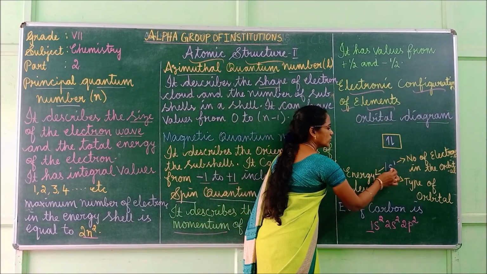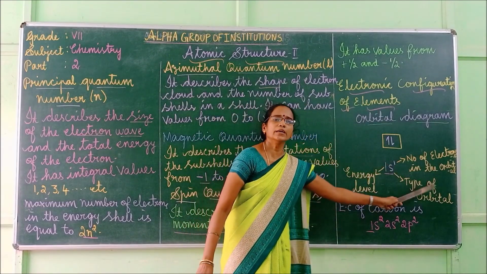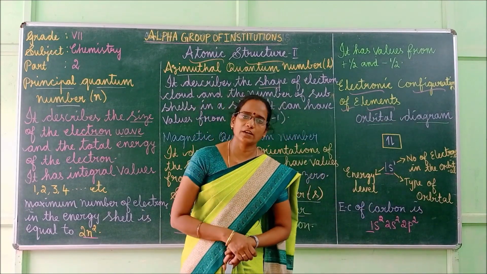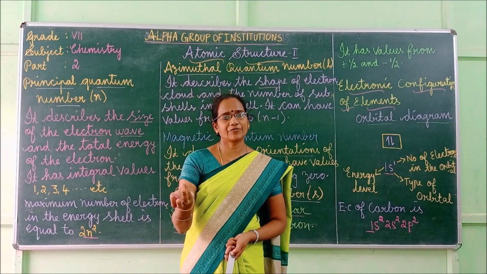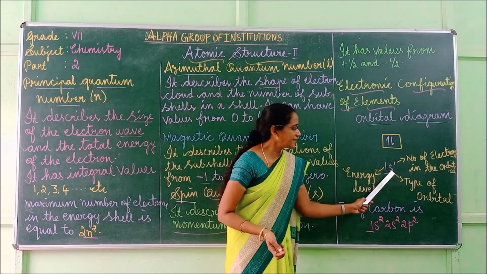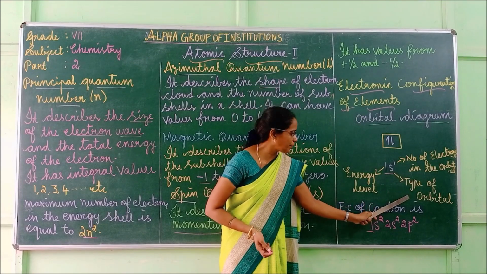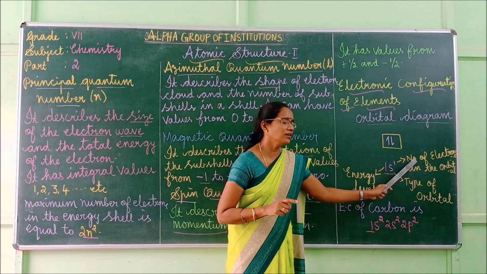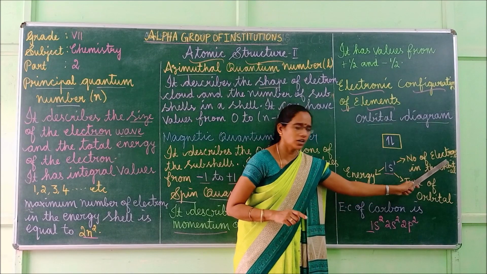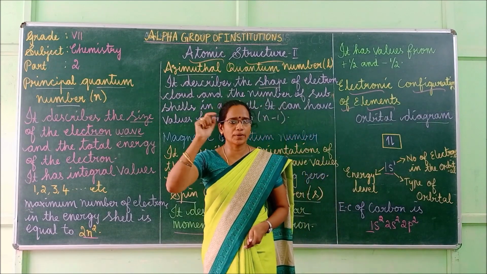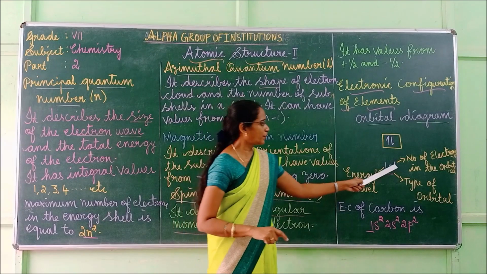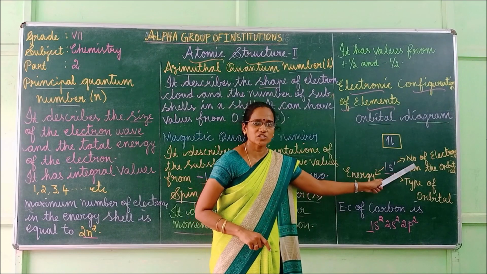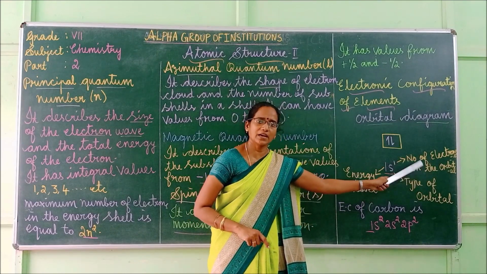And here S is given. This S represents the type of orbital, whether it is an S orbital or P orbital or D orbital or otherwise F orbital. So this S mentions the type of orbital. And here superscript 1 is given, isn't it? So it mentions the number of electrons in the orbital. How many electrons are occupied there? This superscript mentions the number of electrons present in the orbital.